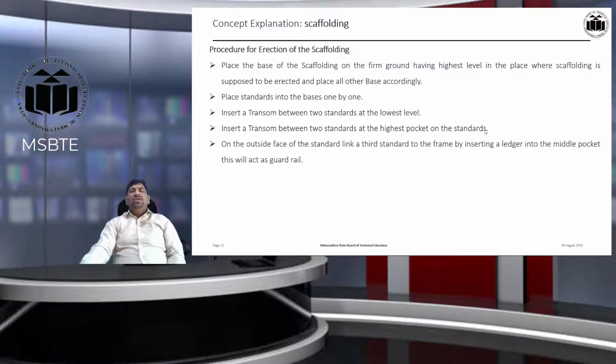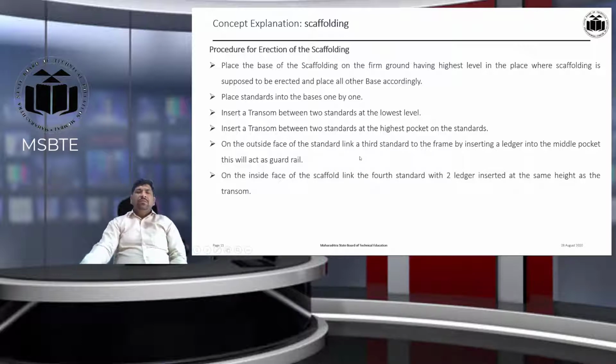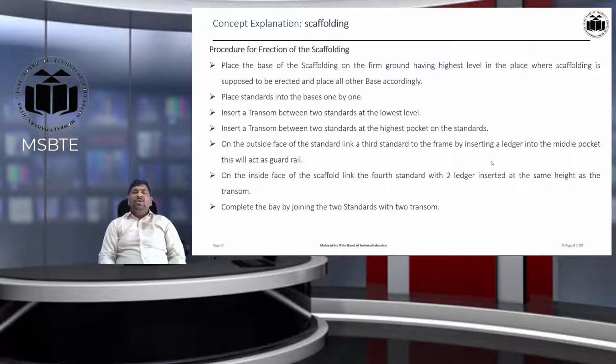Then on the outside face of the standard, link a third standard to the frame by inserting a ledger into the middle pocket. This will act as a guardrail. Then on the inside face of the scaffold, link the fourth standard with the two ledgers inserted at the same height as the transom. Then complete the bay by joining the two standards with the two transoms.